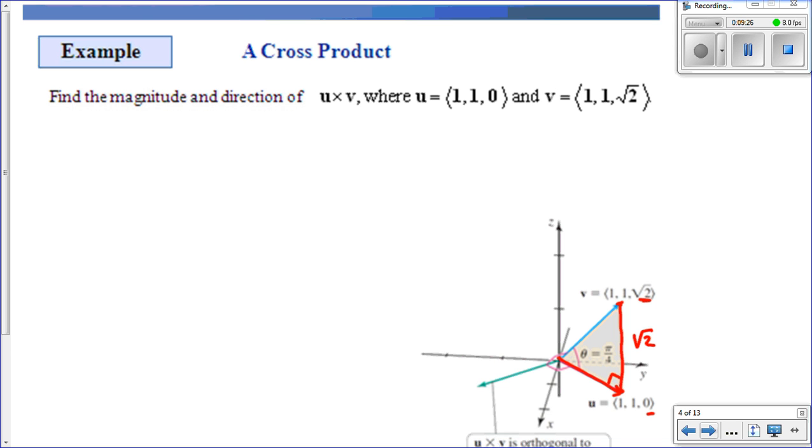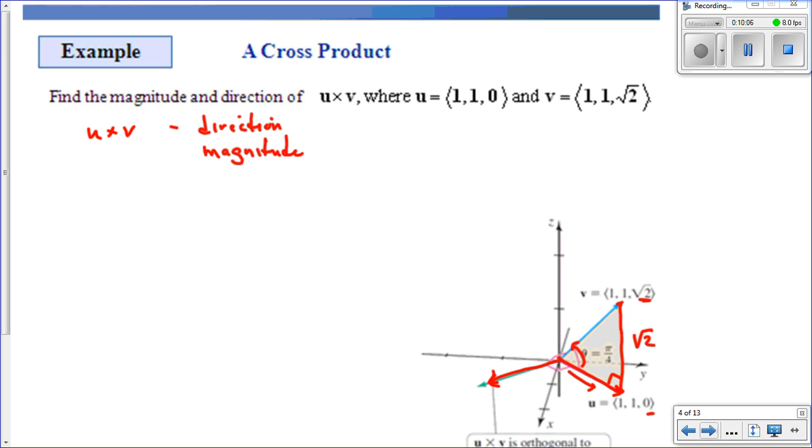Now, to find u cross v, we need to find two things. We need a direction and we need a magnitude. To find the direction of u cross v, start your fingers pointing down u, curl them so that they now point toward v, and the direction that your thumb would be pointing would be in this direction. So u cross v will be orthogonal to that plane that contains u and v, and it would go in this direction here.